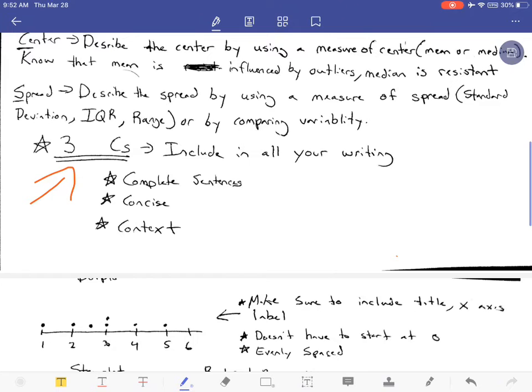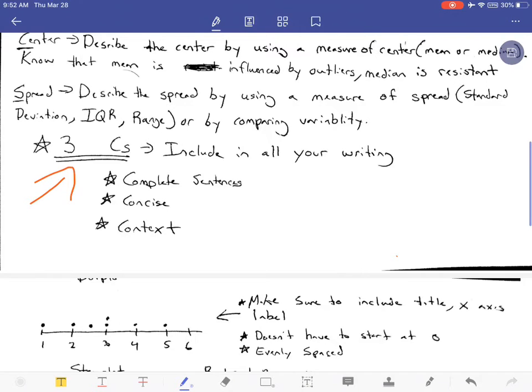Then we also want to make sure that we're including context with the problem. This is so important. You can't just go through and say what the mean is, the median is, the interquartile range, just list off all these summary stats and not include what you're talking about in context. So a way to think about it is if you take your paragraph describing your graph and give that to somebody that hasn't seen the graph before.